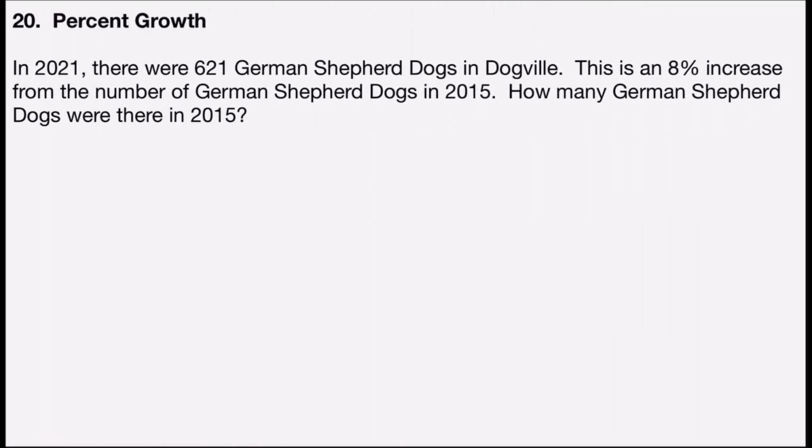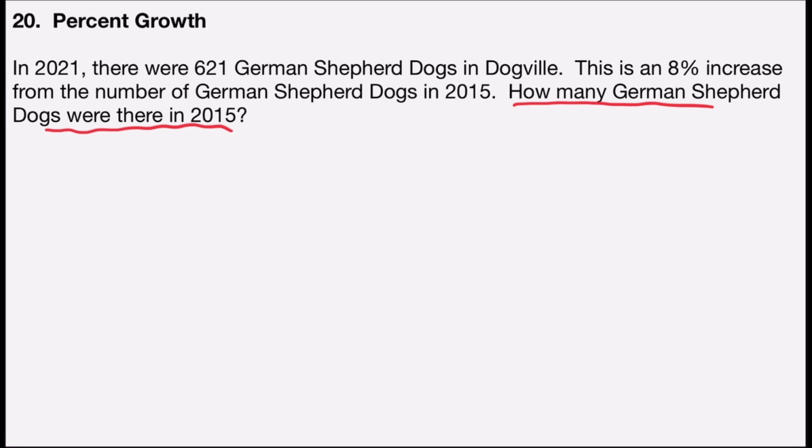Problem number 20 is percent growth. It says in 2021, there were 621 German Shepherd dogs in Dogville. This is an 8% increase from the number of German Shepherd dogs in 2015. How many German Shepherd dogs were there in 2015? So here's my question. I want to know the number of German Shepherd dogs in 2015.